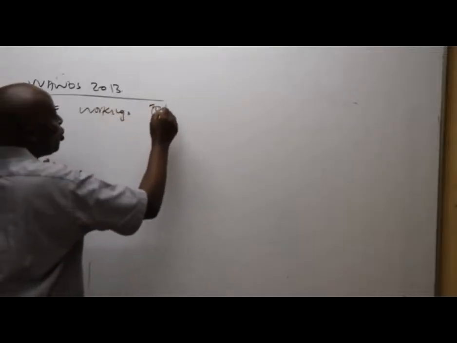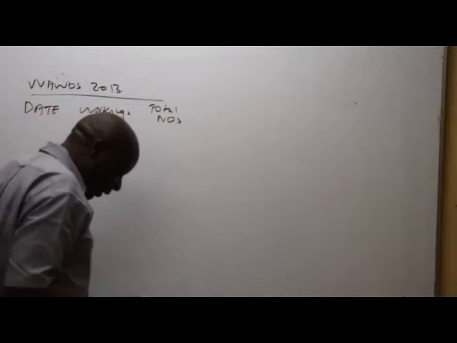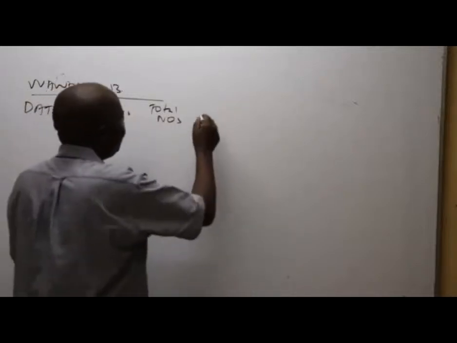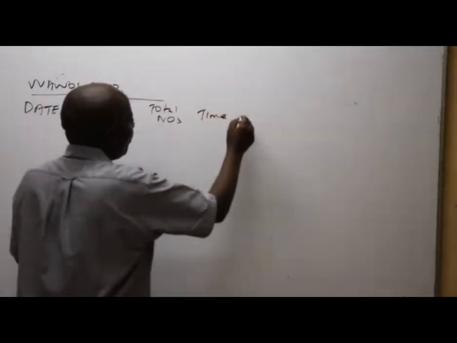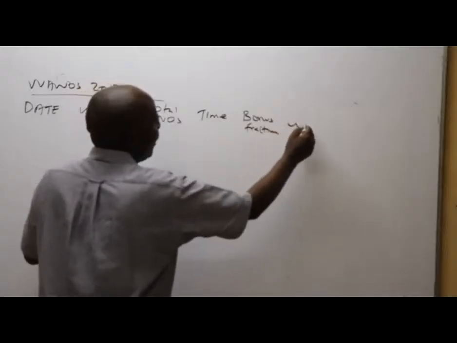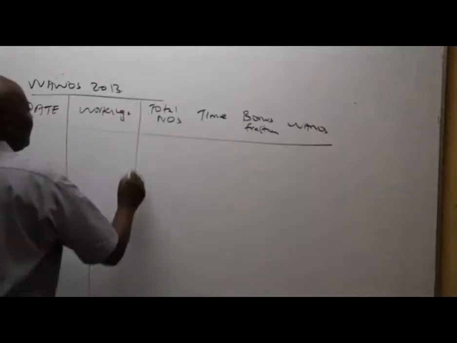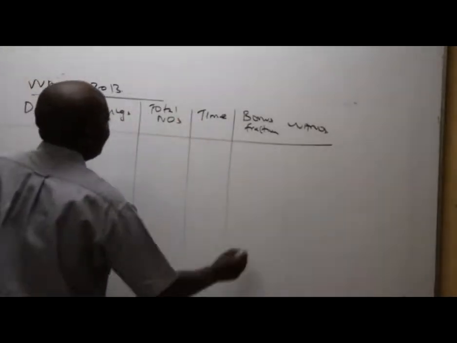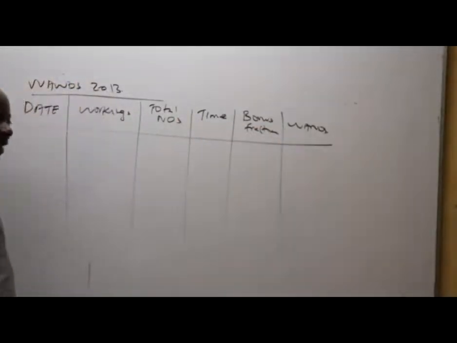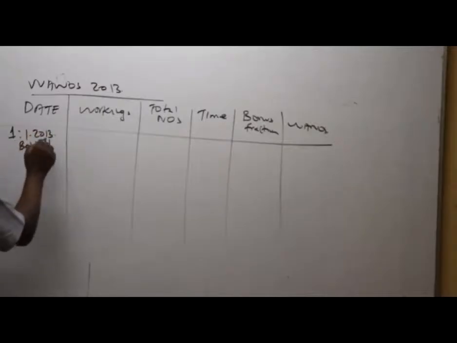Then we have the total number of ordinary shares, ladies and gentlemen. And then of course we have the time. We have the bonus fraction, and then we have the famous weighted average like this. The good thing is the year ends in December. So I know here at the beginning I must say 1st of January 2013, balance brought down.